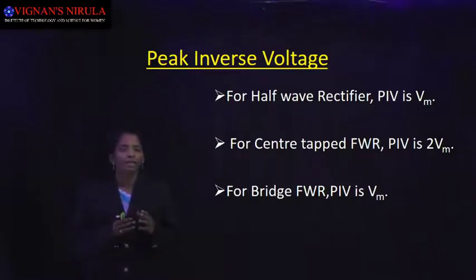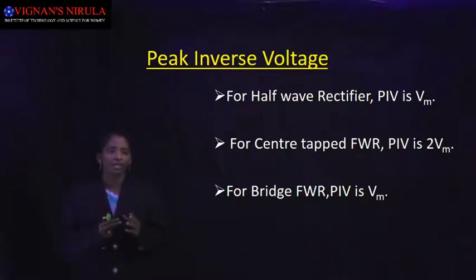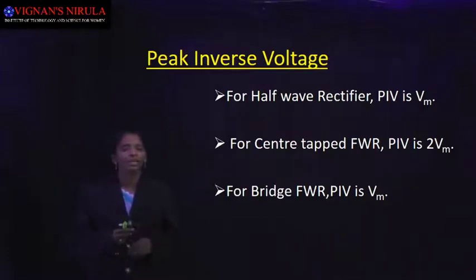For the center tap rectifier, we are using two diodes. So across these two diodes, we have a peak inverse voltage of 2 Vm. So in the center tap rectifier, the peak inverse voltage is 2 Vm. For the bridge rectifier, it is Vm only. So for the half wave and bridge rectifiers, the peak inverse voltage is Vm, and for the center tap rectifier, the peak inverse voltage is 2 Vm.